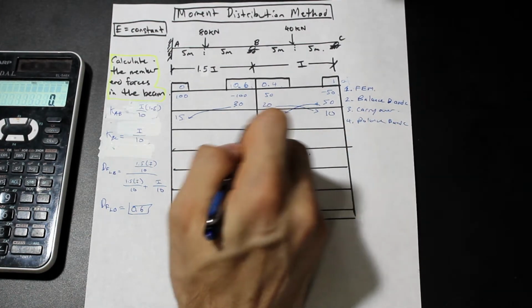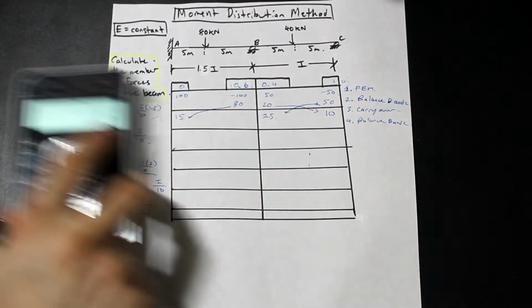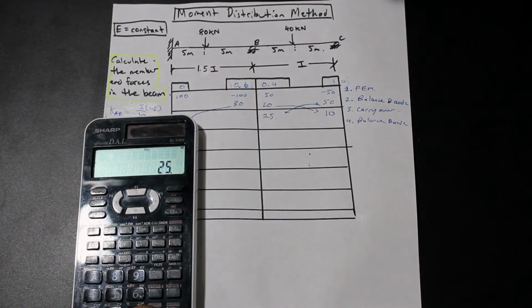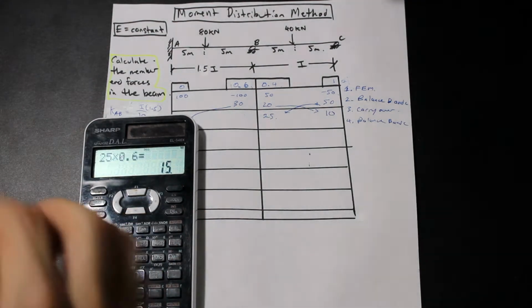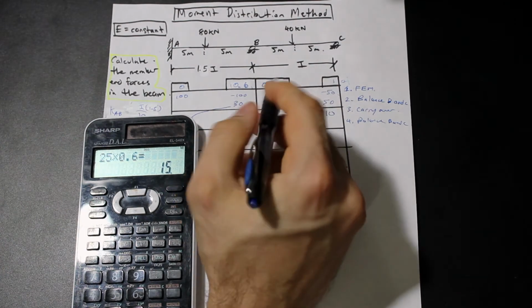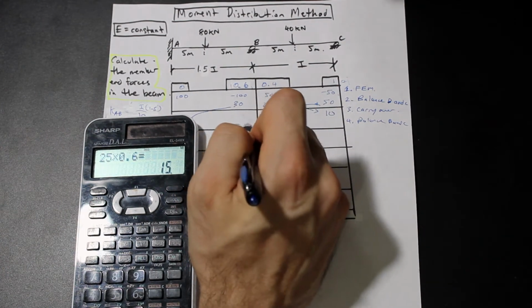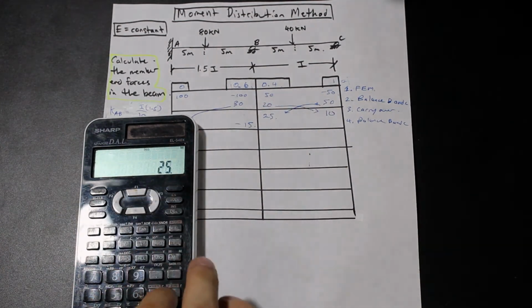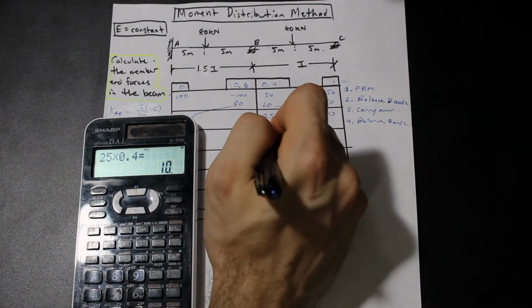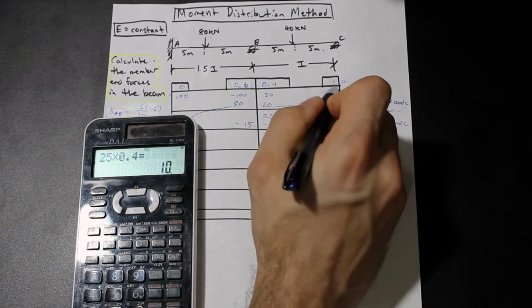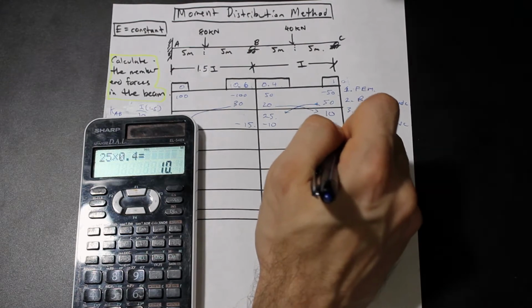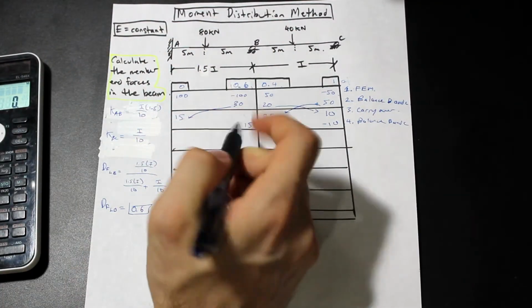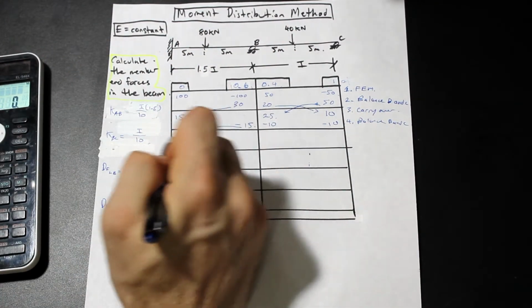So what we're going to do, we have 0 here and we have 25. We're going to add those together, 0 plus 25, and multiply by the distribution factors just like we did, and then change the sign. So we got 15, that's going to be negative 15. 25 times 0.4, and that's going to be negative 10 here. And then we have the 1 again, so 1 times 10, change the sign, negative 10. And you just continuously repeat this step.